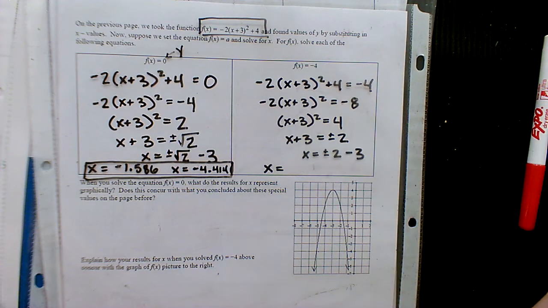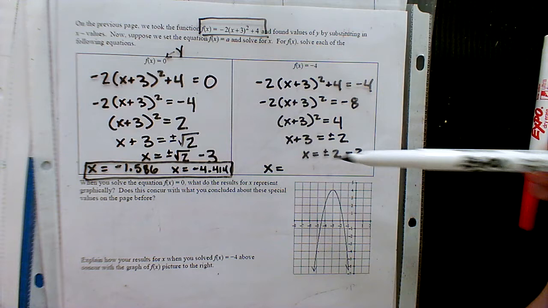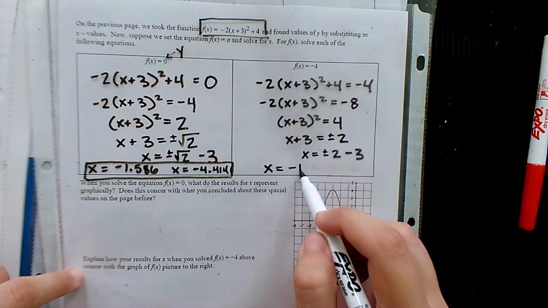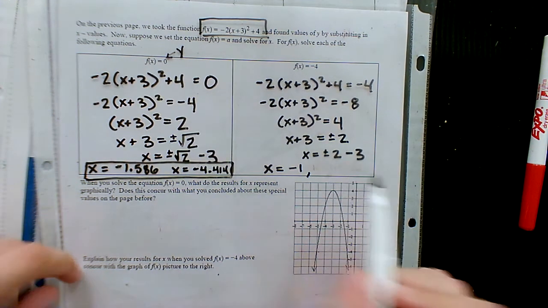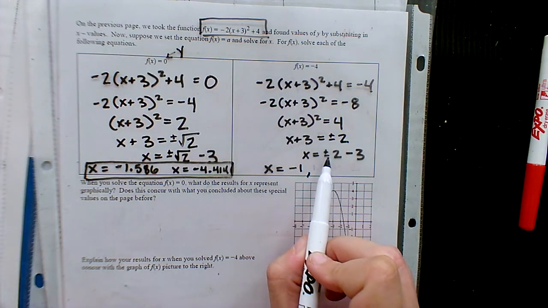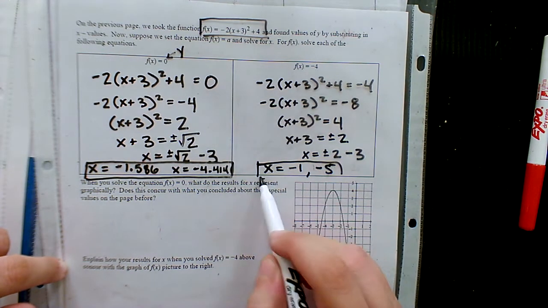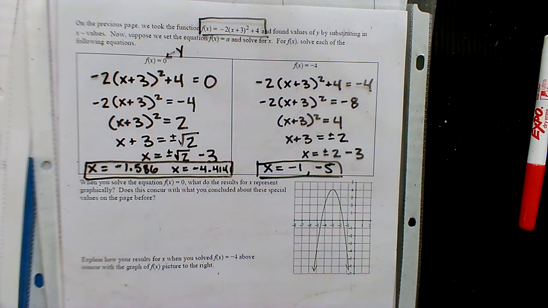What were our two answers then? If we do the plus 2 and the minus 2 separately, what'd you get? Good, Blair? There you go. All right, so positive 2 minus 3 is negative 1. Negative 2 minus 3, we get negative 5. All right, two solutions. So these are wonderful. These are computations. These are answers. These are results. But we've got to think about what this means in terms of the graph.